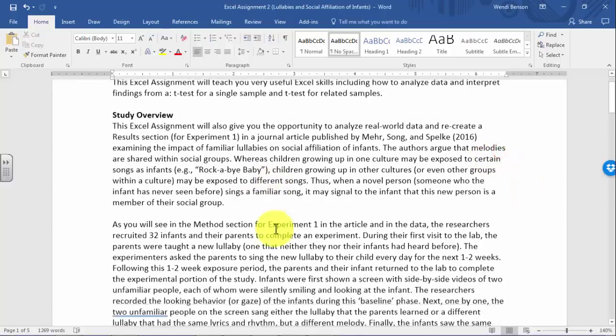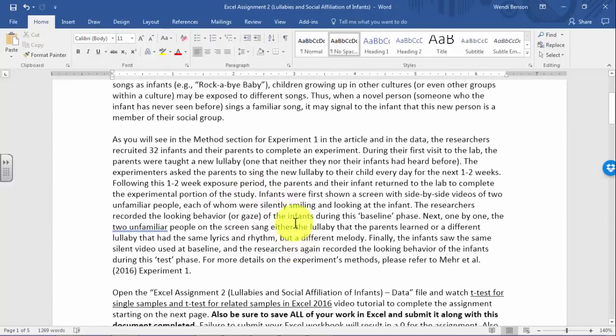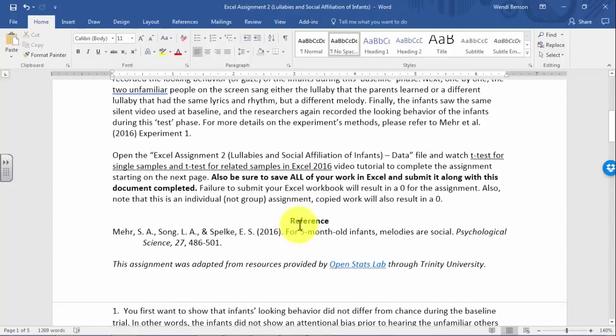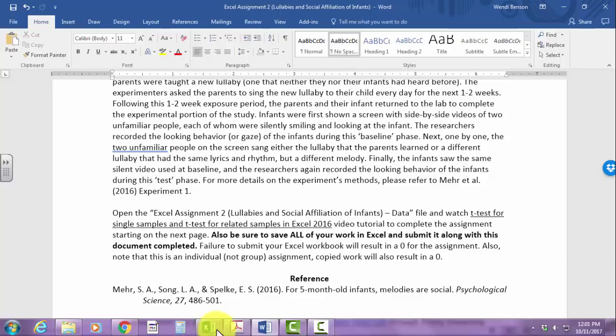So you can read this on your own. We're going to look at the actual article for a minute before we jump into the analyses. And it's worth mentioning that this data set and this article was provided through Open Stats Lab through Trinity University, which is a really awesome resource for stats professors like me. All right, so let's take a look at the article real quick before we jump in.